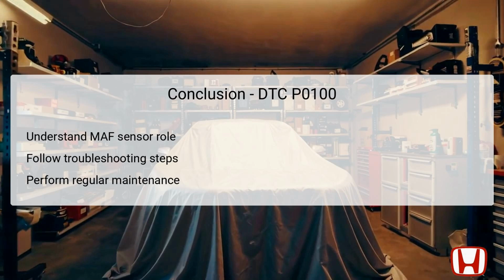In conclusion, understanding the role of the MAF sensor is critical for effective troubleshooting of the DTC P0100. Following a systematic approach through the outlined troubleshooting steps is essential for identifying the source of the issue, which may lie within the sensor itself, the wiring, or even the PCM. Repair actions must be thorough and precise to ensure that all components function appropriately. Moreover, engaging in regular preventive maintenance is vital for sustaining sensor health and overall vehicle performance.